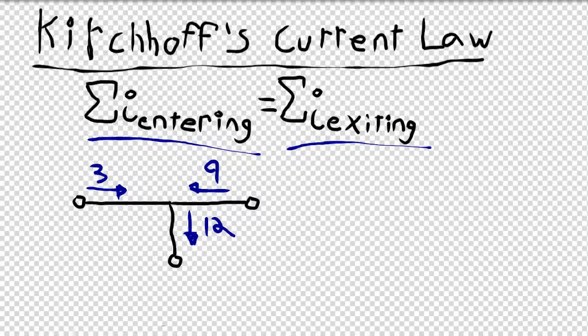And of course it does, because if you had, let's just say, for argument's sake, less than 12 exiting the node, where'd it go? Where'd the current go? Did it disappear? Did you just screw off? Like, where did it go? No, that doesn't make any sense.